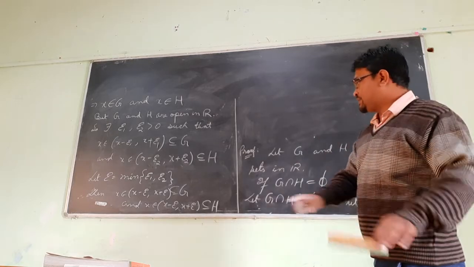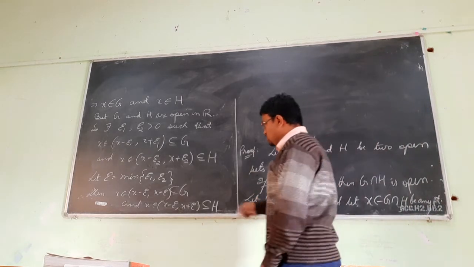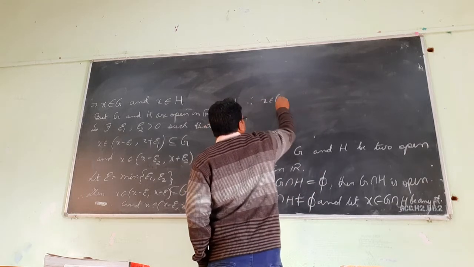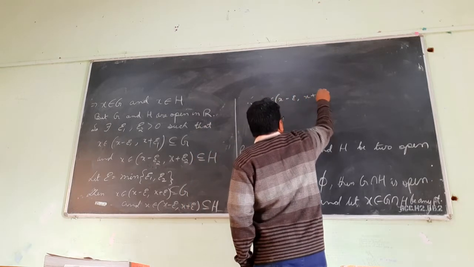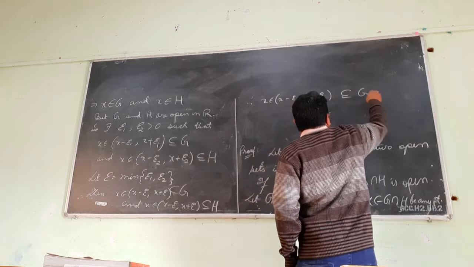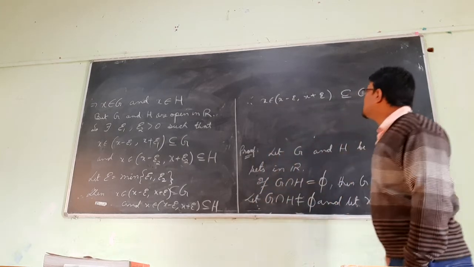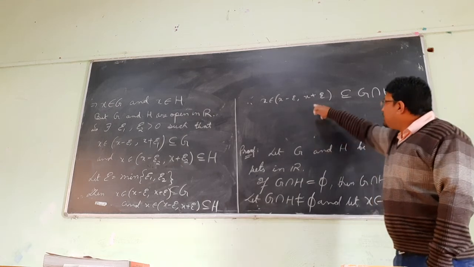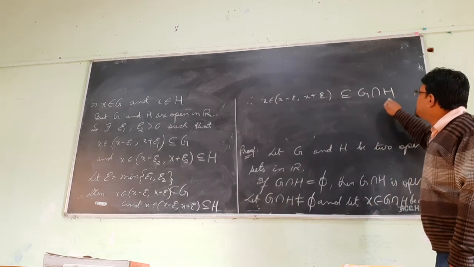A subset of both the sets. So this will be a subset of their intersection also. Therefore, x belongs to (x minus epsilon, x plus epsilon), a subset of G intersection H. Okay. So we have got an open interval centered at x, which is a subset of G intersection H.